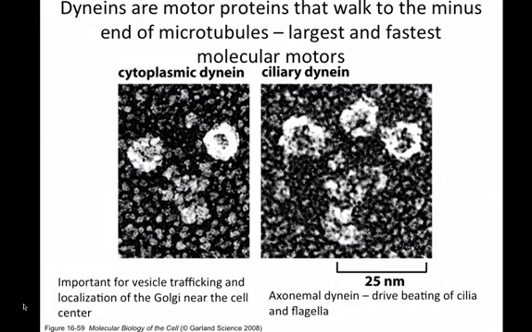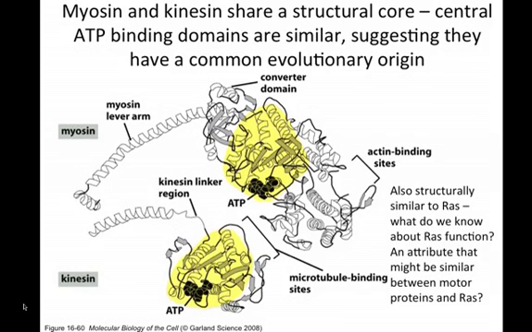So there's cytoplasmic dynein, and there's also ciliary dynein. Your cytoplasmic dynein is important for vesicle trafficking, localization of the Golgi near the cell center, remember organelle movement. And then axonemal dynein, which is the ciliary dynein, is involved in driving the beating of cilia and flagella. And I thought I had the structure. I'm sure it's coming.